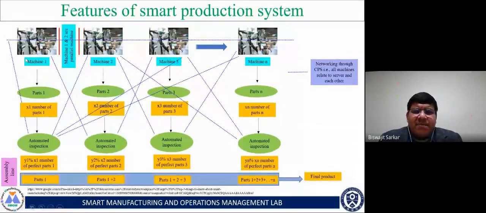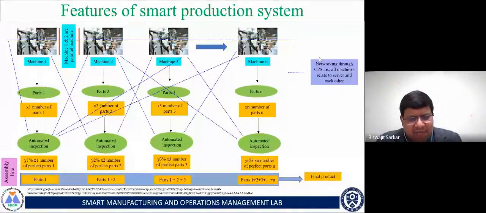So these are some features of the smart production system, but this is just machines in an assembly line we are working with. Suppose there is machine one, then go to machine two, then machine three, and then the final product we will get. Now forget about this one. Suppose you have a pen, just a pen. This is not a smart product, but the pen is a combination of plastic and metal.